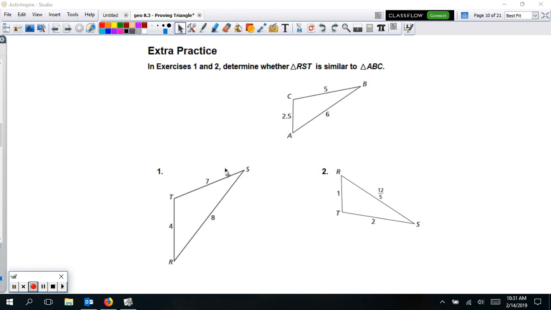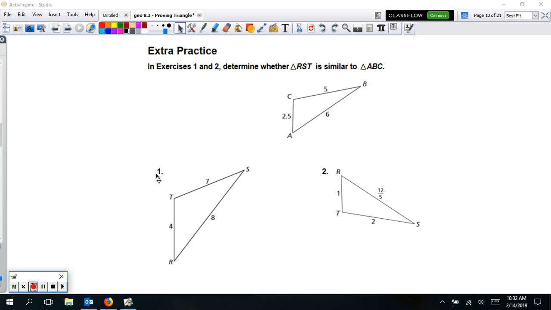Okay, so on to that extra practice at the bottom of page 234. We're doing the same thing here as we saw in that last one, and you can just stop the video and try this yourself, just like you saw that last one. Basically we're going to determine whether RST, both labeled RST in number 1 and number 2, are similar to this triangle up here, ABC.